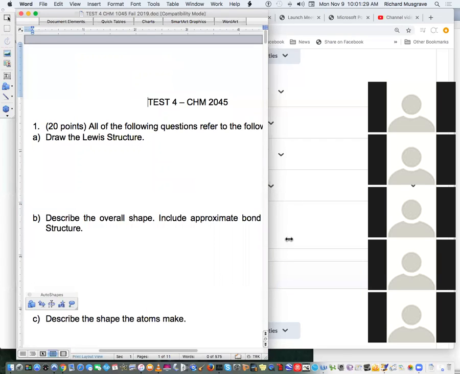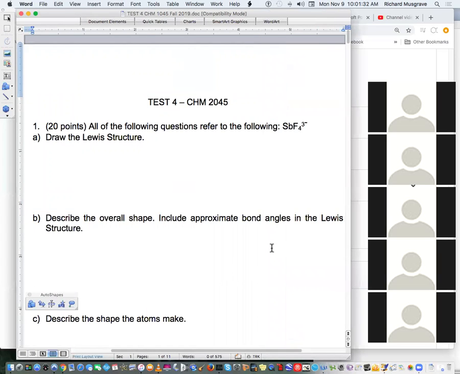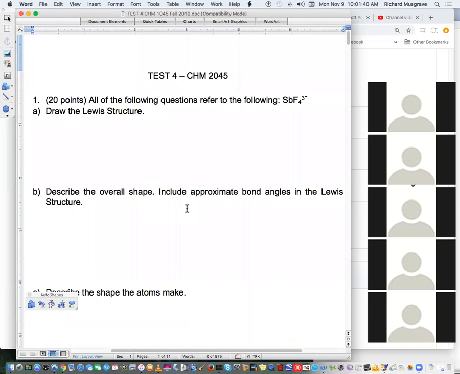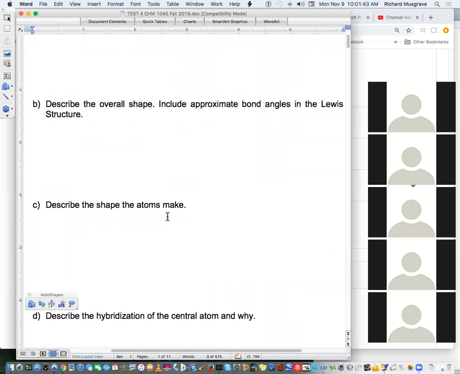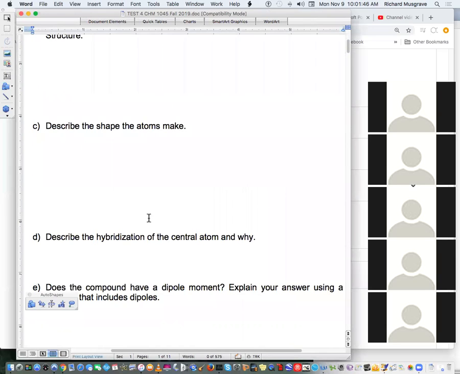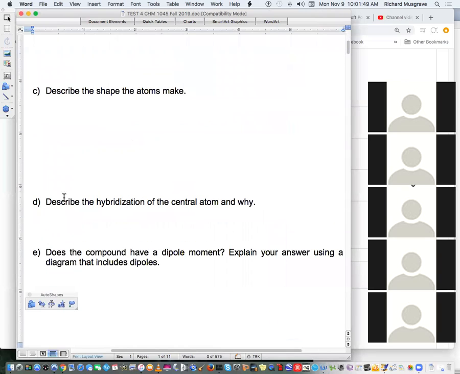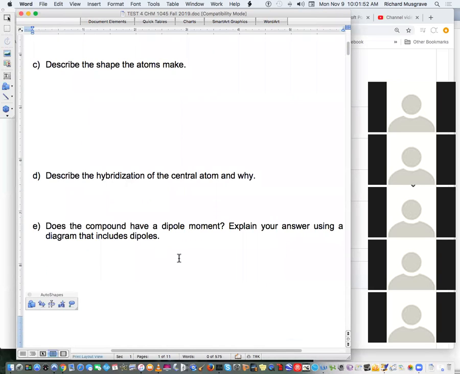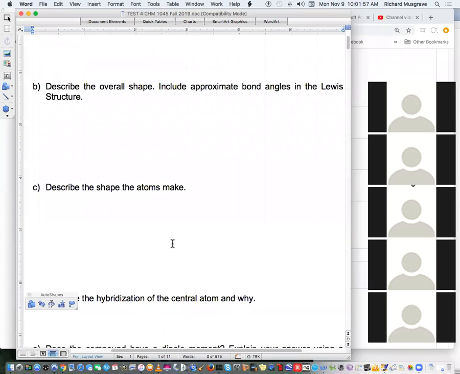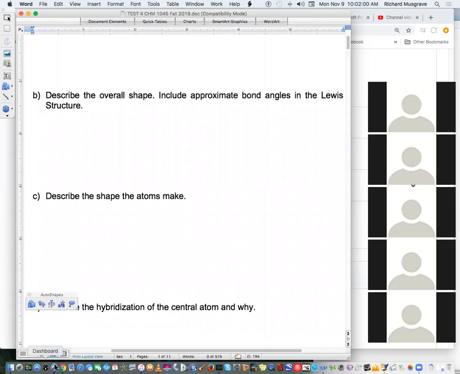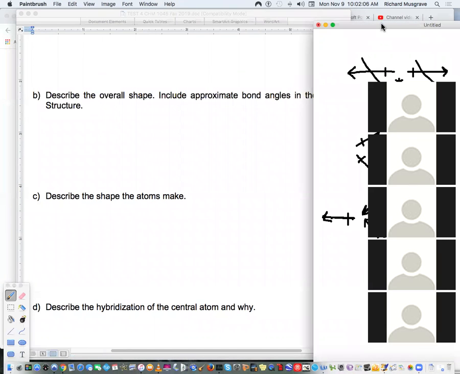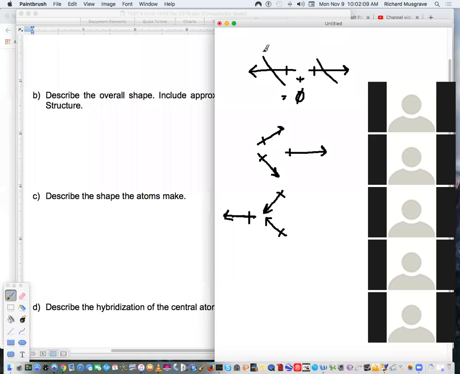So you can see these questions a little bit more clearly. There we go. All right, so the first thing we want to try and do is draw the Lewis structure for SbF4 3-. Then we want to figure out what the bond angles look like. We want to be able to describe the shape of the atoms and the overall shape as well, and the hybridization. And we want to see if it has a dipole moment, or a net dipole. Those are the things we have to be able to do, and the same things you're going to have to do as well. So let's go through this in the same order.